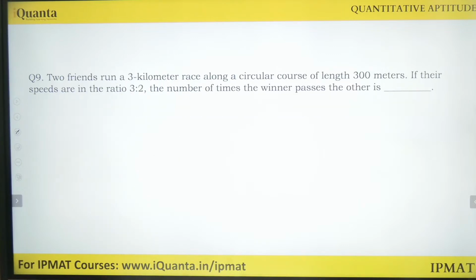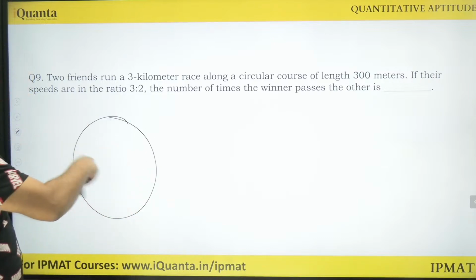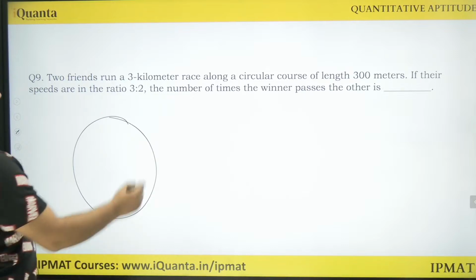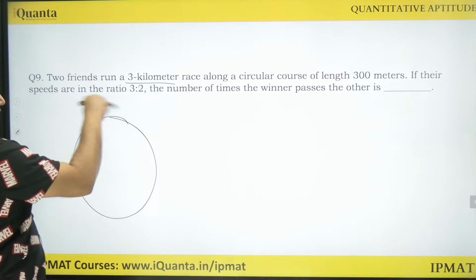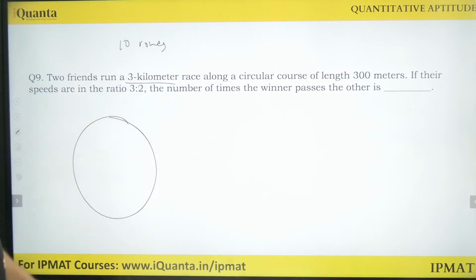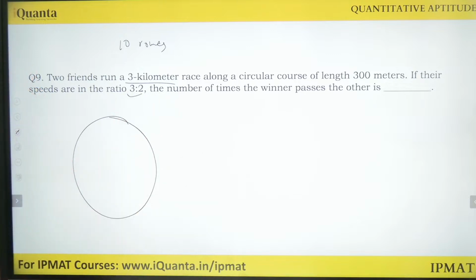Next one. Two friends run a 3-kilometer race along a circular course of length 300 meters. So this circular course, whose length is 300 meters, and the race is of 3 kilometers, which means they will be taking 10 rounds, isn't it? Overall 10 rounds. The first person who completes the 10 rounds will win the match. If the speeds are in the ratio 3:2, the number of times the winner passes the other is how much?